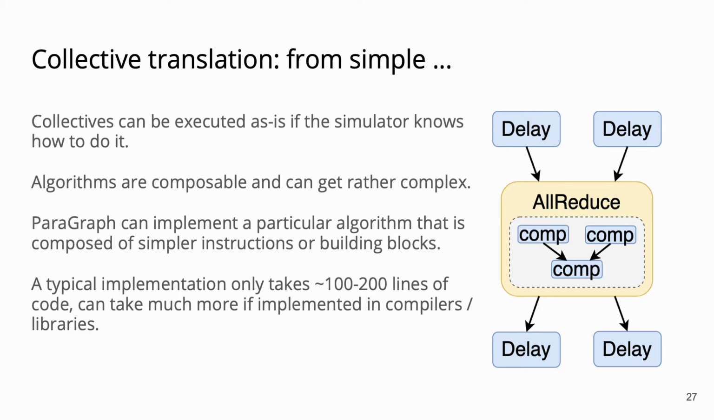Another important part of ParaGraph is the translation mechanism. What if we don't have a collective implemented in the simulator interface? We can use the hierarchical graph structure to build complex communication algorithms inside collective instructions. These algorithms can be composed of simpler algorithms, similar to how we do it in software, actually. It only takes a couple hundred lines of code to implement a typical translation that uses previously available simple building blocks. We can start with a single AllReduce instruction with some computation inside that will correspond to a reduction part.